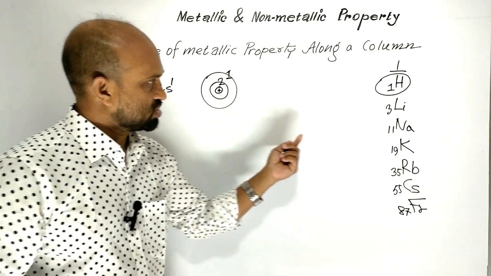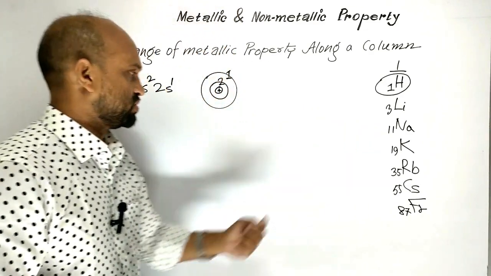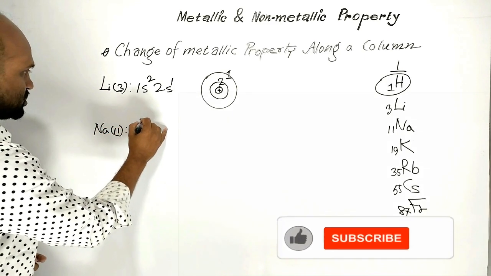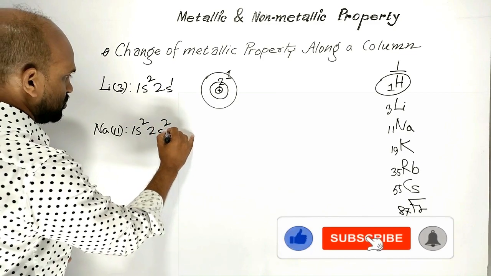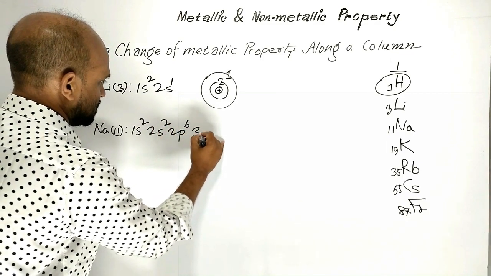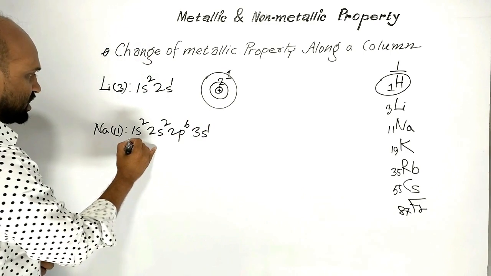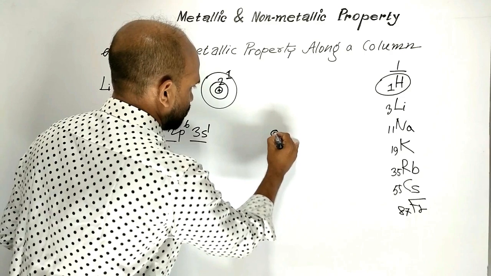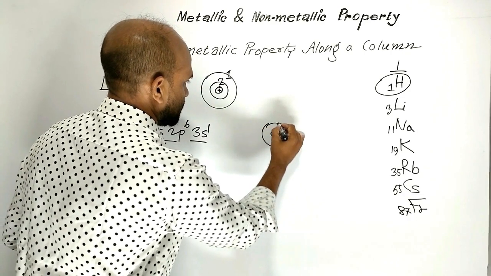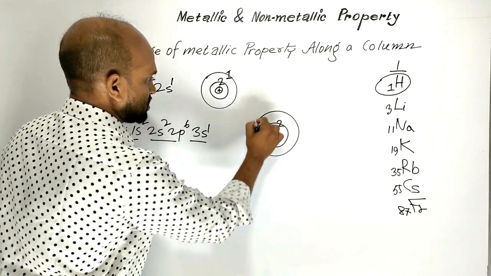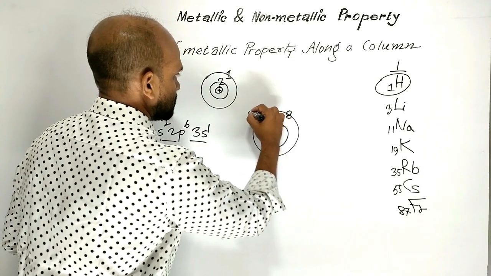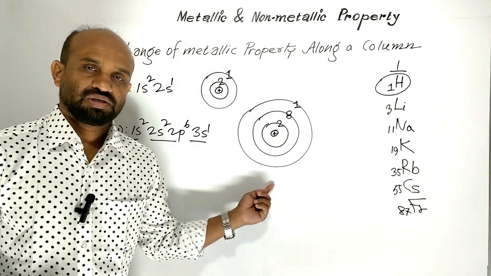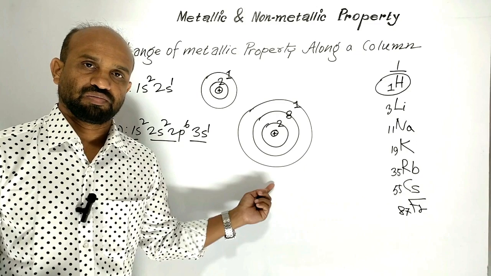Now let's see electronic configuration of sodium. Sodium 11, 1s2, 2s2, 2p6, 3s1. Sodium has 3 shells. Nucleus. First shell contains 2 electrons. Second shell contains 8 electrons. And third shell contains 1 electron. This is electronic configuration of sodium.